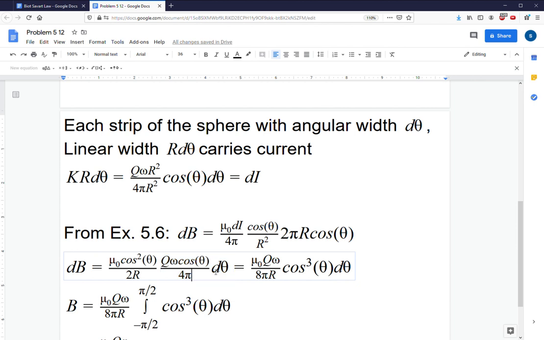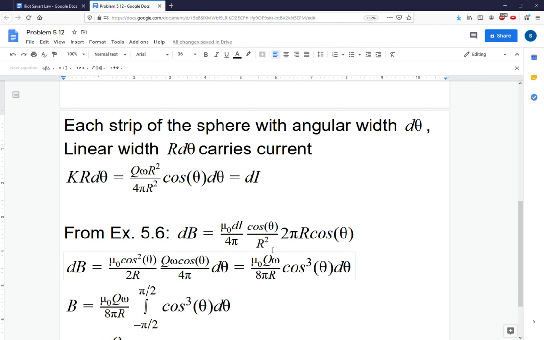And lastly, I am going to simplify things. There's this mu naught here, Q and omega from here. Cosine squared times cosine becomes cosine cubed. And 2R times 4 pi becomes 8 pi R. So dB is equal to mu sub naught Q omega over 8 pi R times cosine cubed of theta d theta.